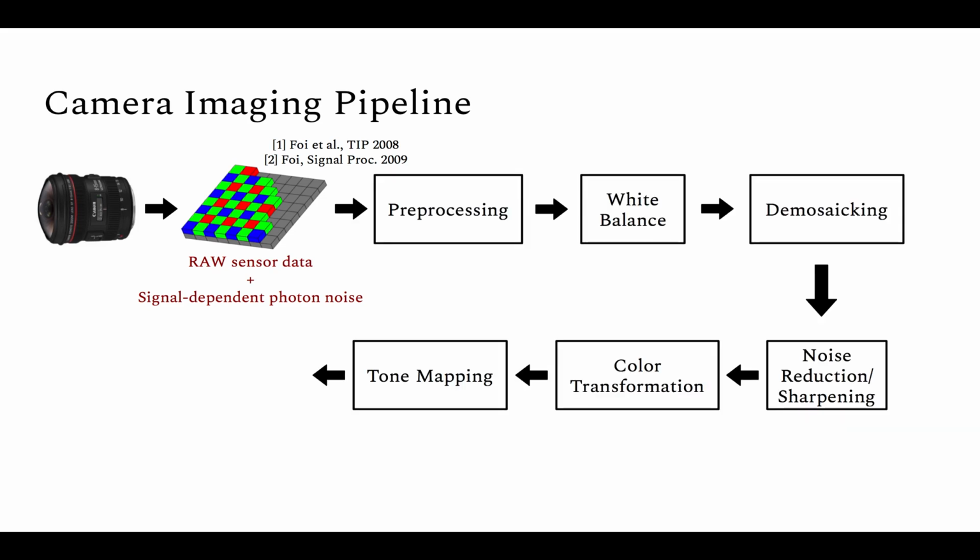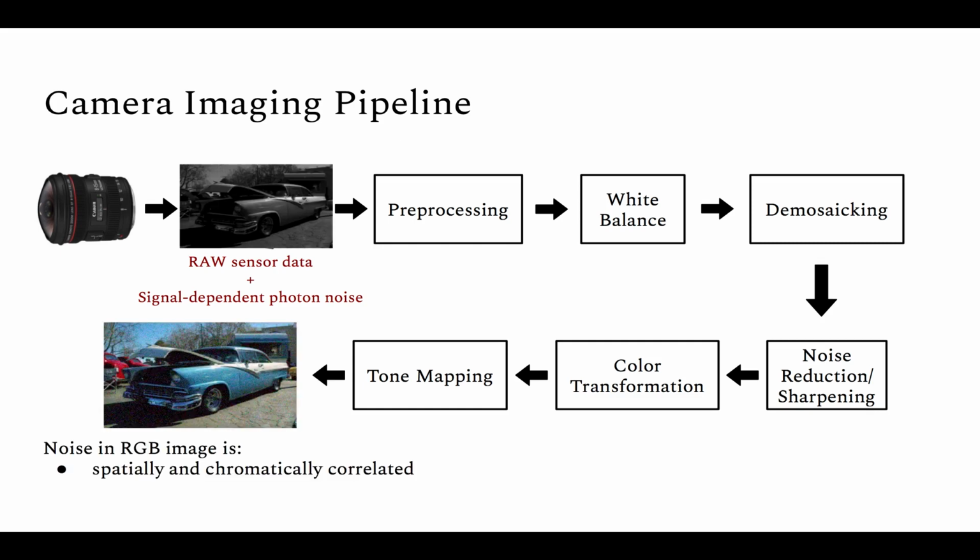Sensor noise, when it passes through different stages of the camera imaging pipeline, becomes very complicated. Noise in an RGB image is spatially and chromatically correlated. It is signal dependent and not necessarily Gaussian. It implies that for synthesizing noise in RGB images, we require more sophisticated noise models than the widely used additive white Gaussian noise model. Furthermore, these noise models should take into account the influence of the camera imaging pipeline.